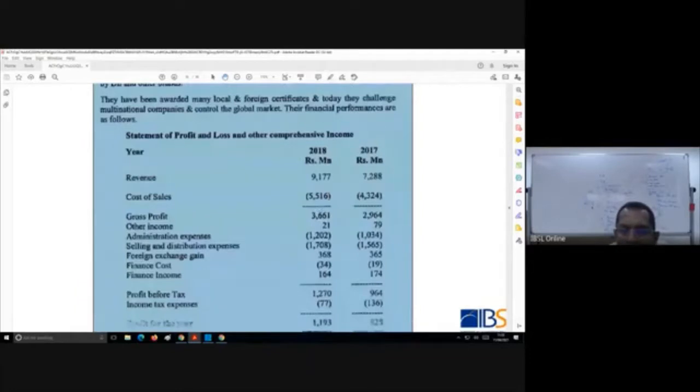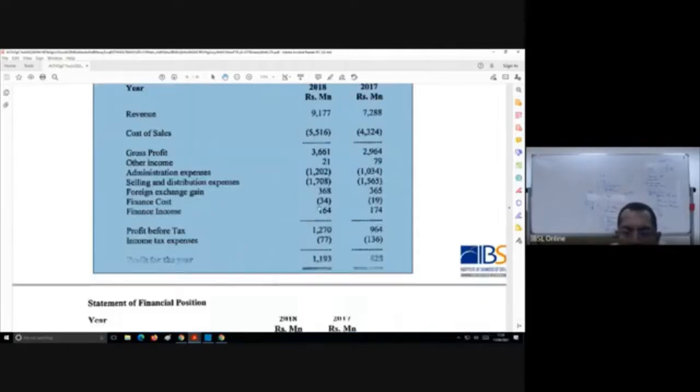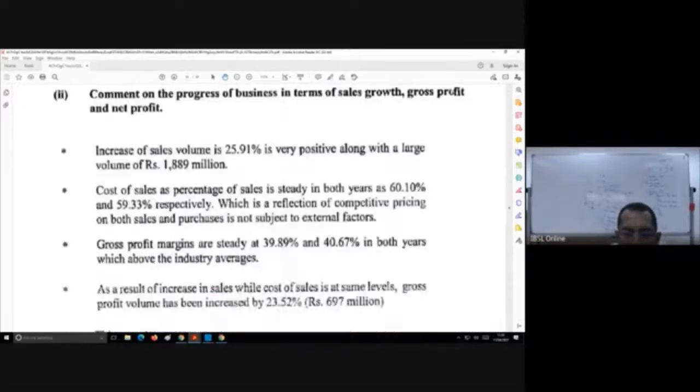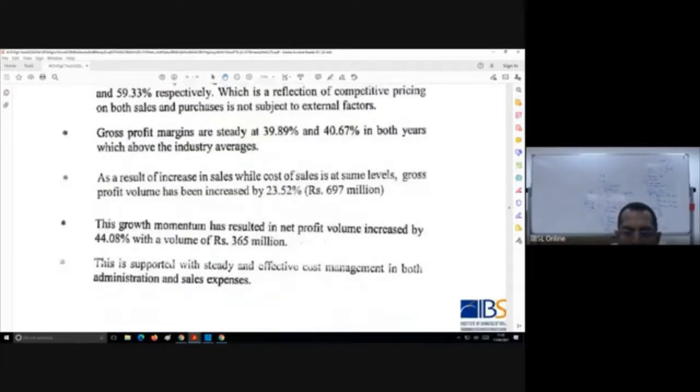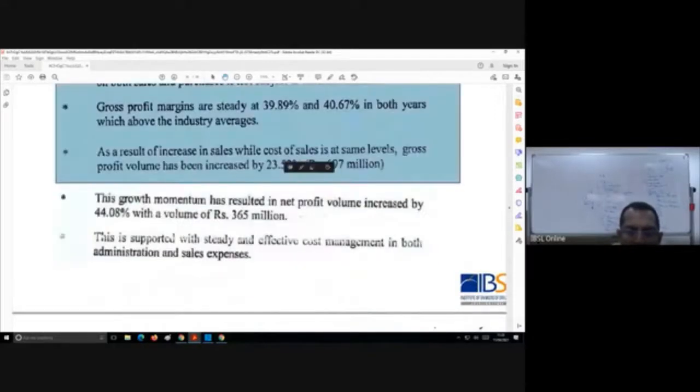The difference between these two: 3.661 minus 2.964, divided by 2.964, right? Always discuss both percentage and absolute terms. This is the absolute term, this is the percentage term. This growth momentum has resulted in a net profit volume increase of 48%. It's not the margin, it is the volume, in absolute terms, right?